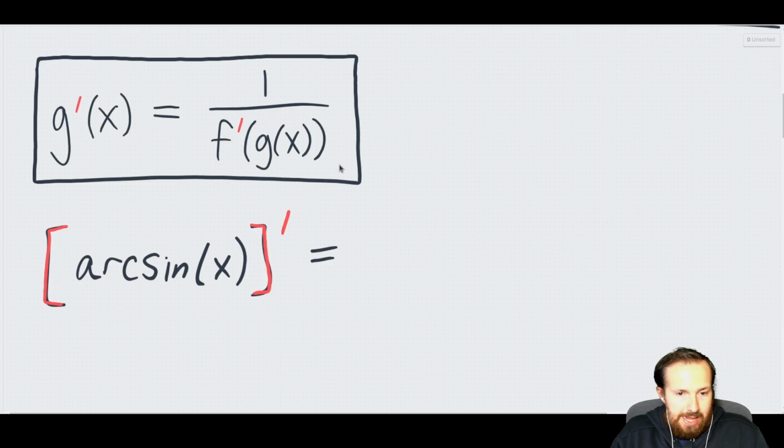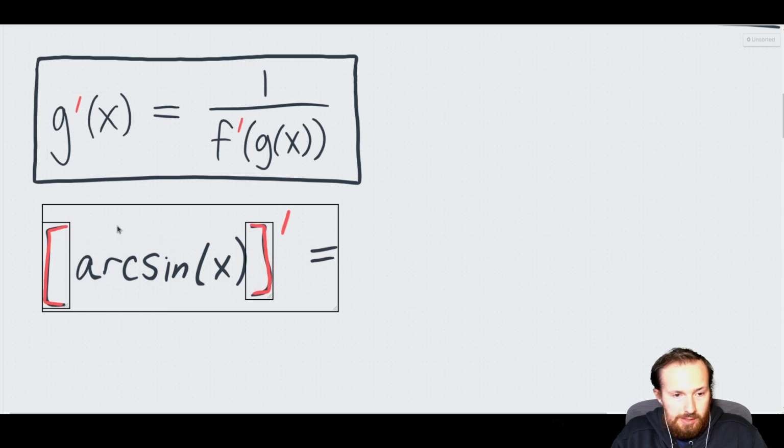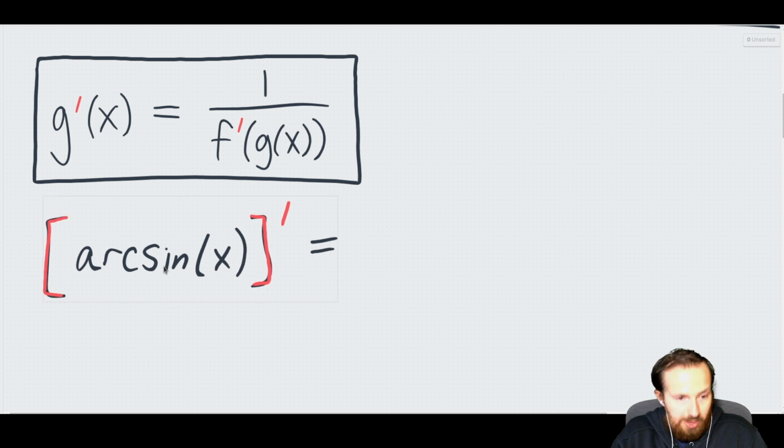The basic idea, if we believe this function, again, for inverse functions, it's only true when f and g are inverses, is that we can use the derivative of sine of x to figure out the derivative of arc sine of x, or inverse sine.